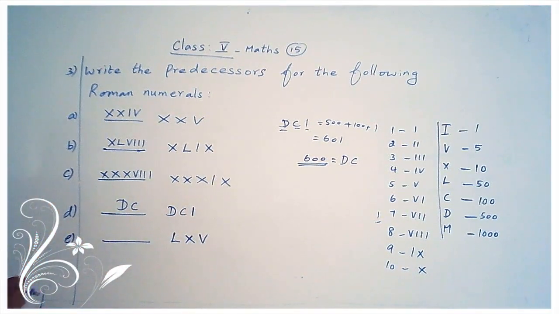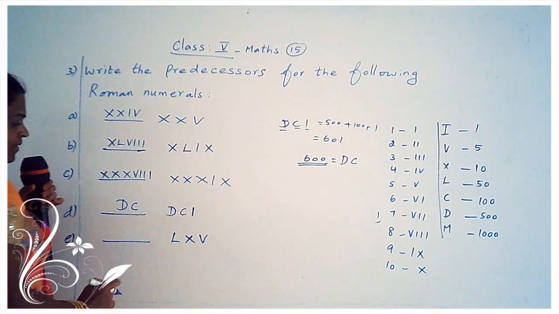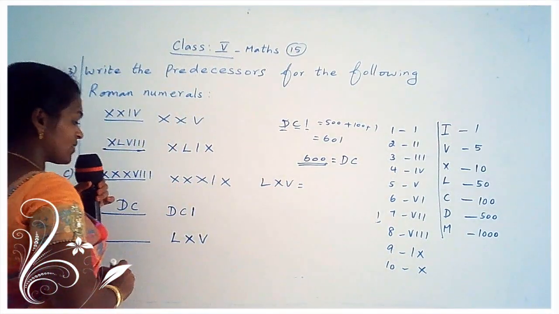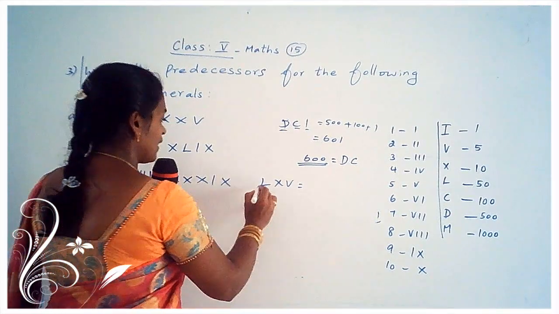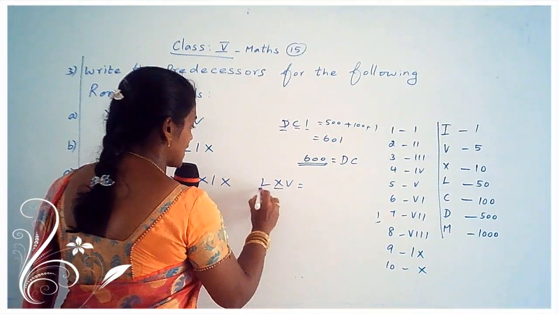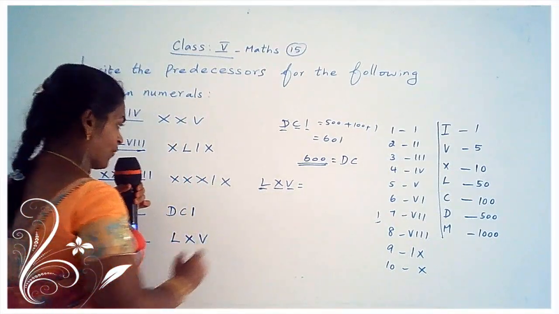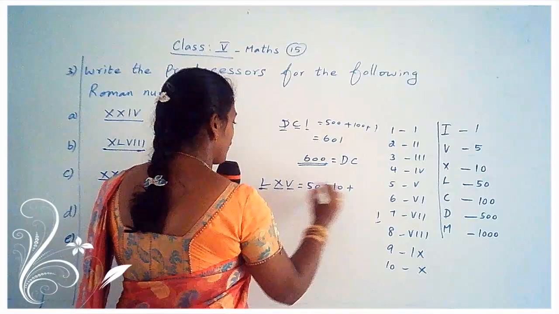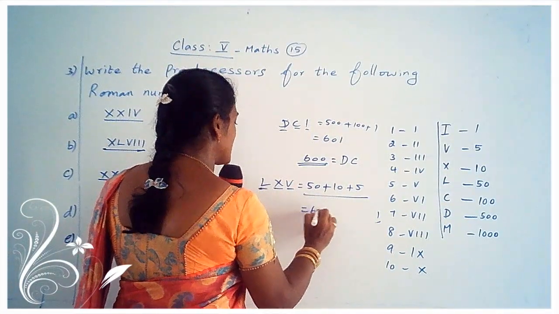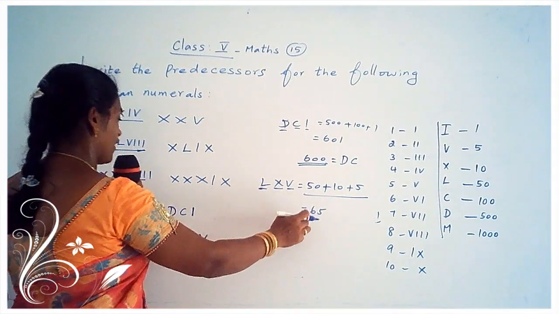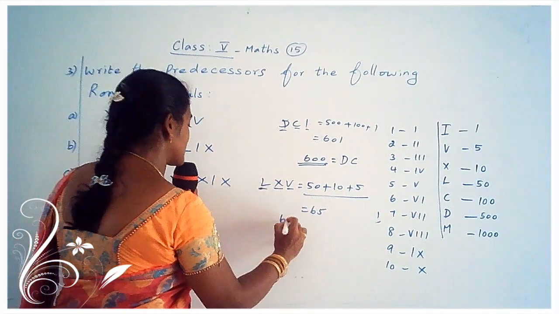Next, LXV. What is the Hindu Arabic number? LXV: L stands for 50, X stands for 10, V stands for 5. So your answer is 65. Now we want the predecessor of 65. The predecessor of 65 is 64.